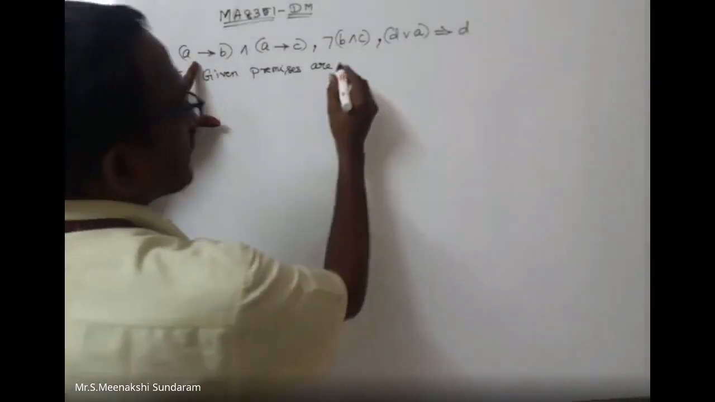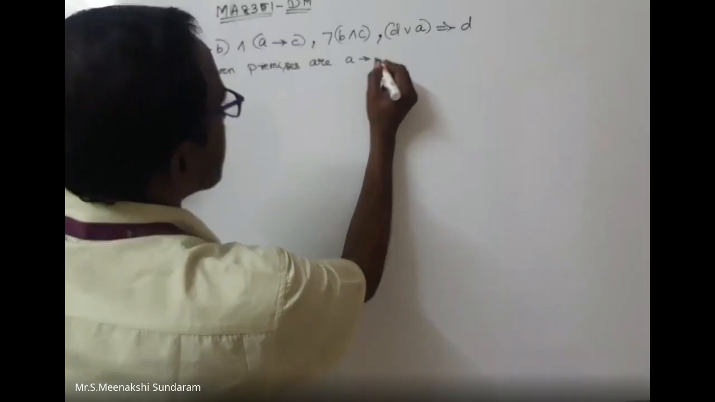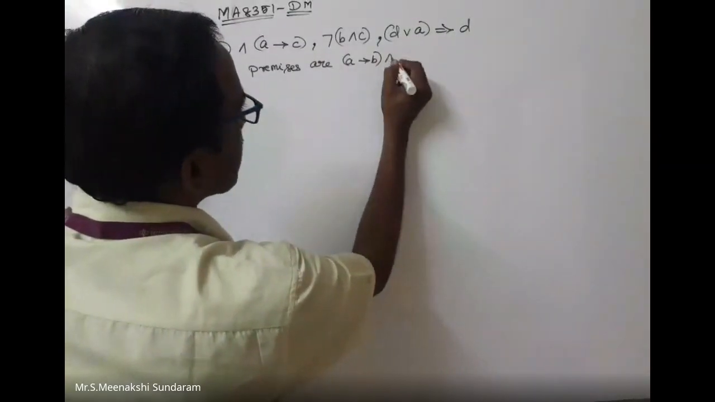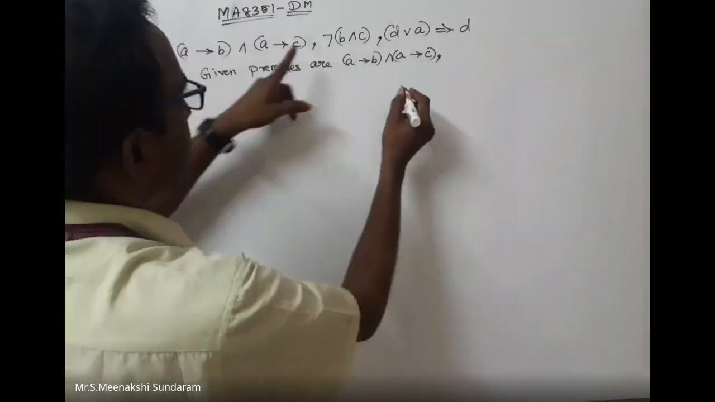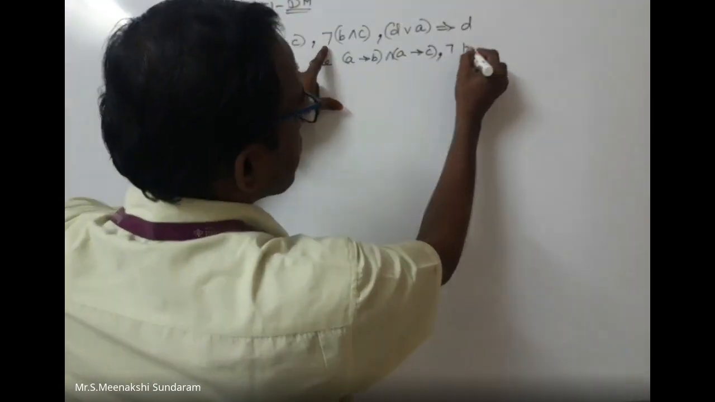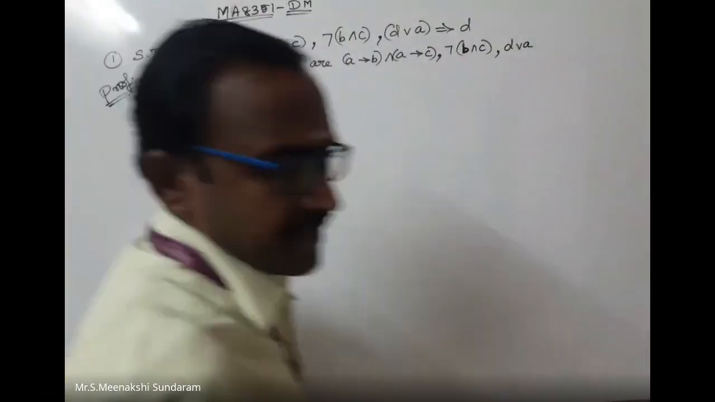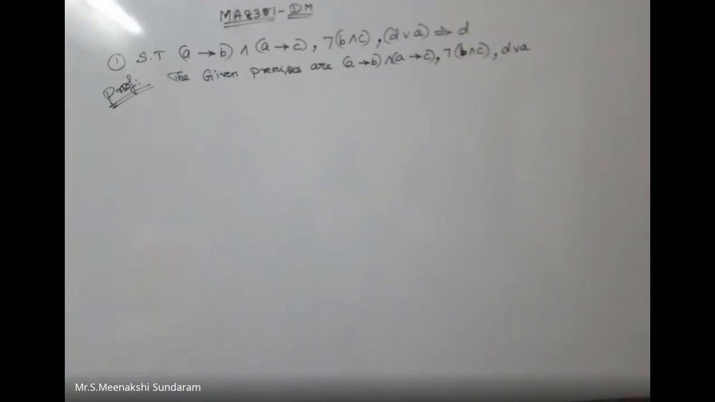The left hand side: A conditional B conjunction A conditional C. That is one of the premises. Negation of B conjunction C is another premise. B disjunction A is another premise.